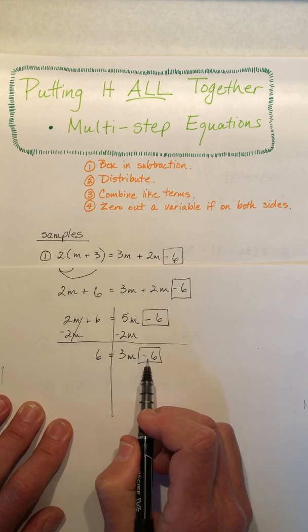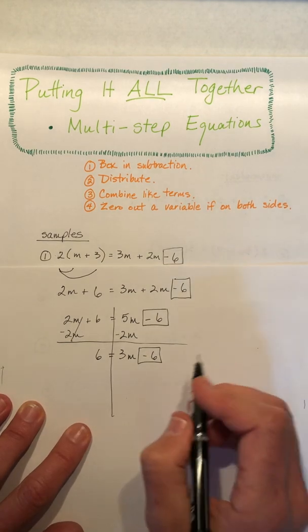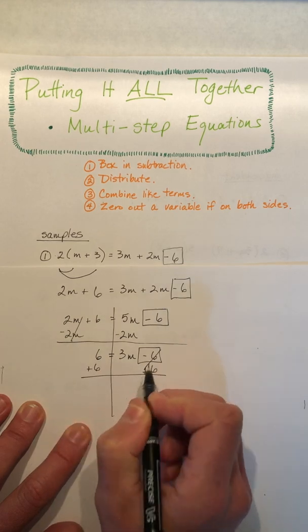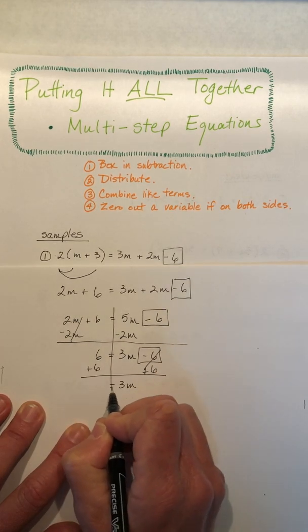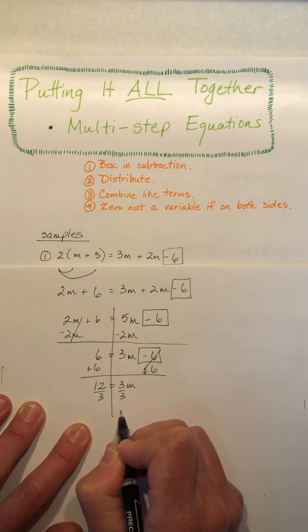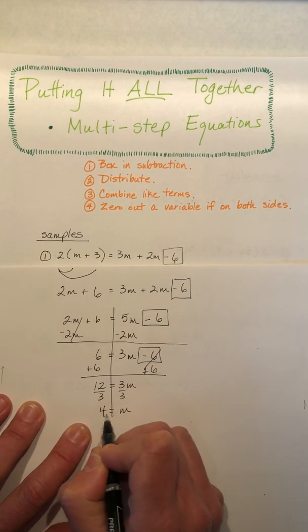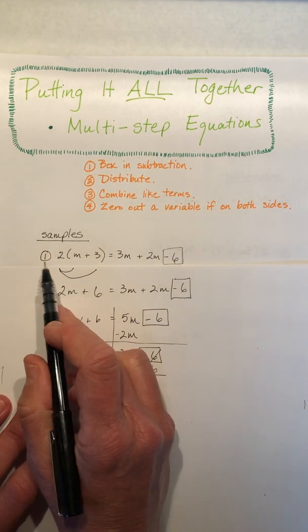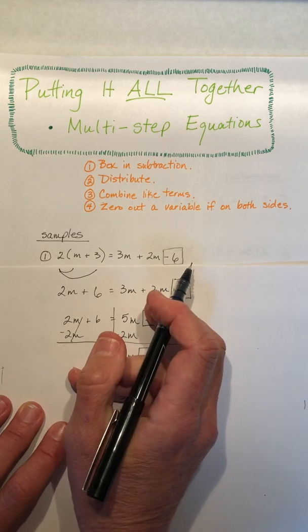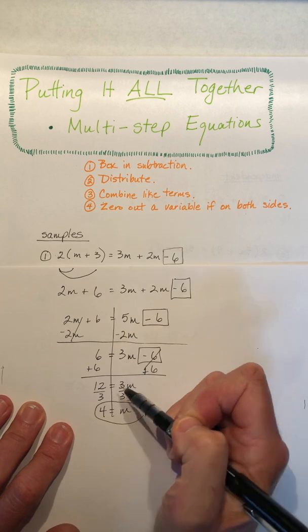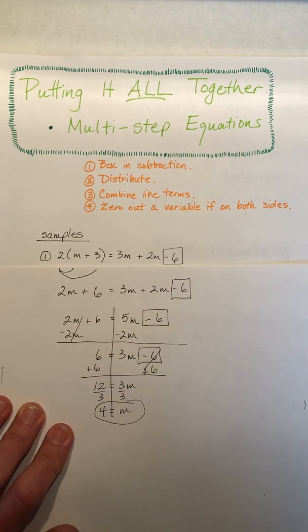And the way I'm going to get rid of that subtract 6 is by adding 6. And I'm left with 3m equals 12. Divide, divide. And m equals 4. So, you might look at the original equation and say, yikes, that's too complicated. But we've practiced every single one of these steps, and you really do have the skills to do these.